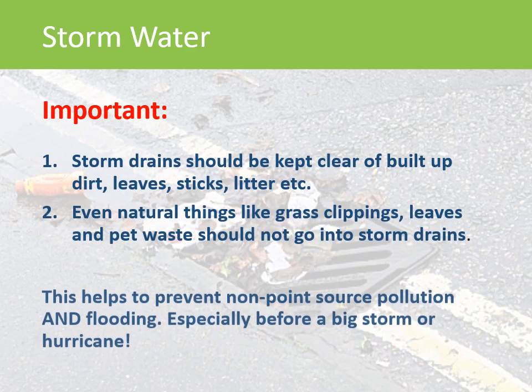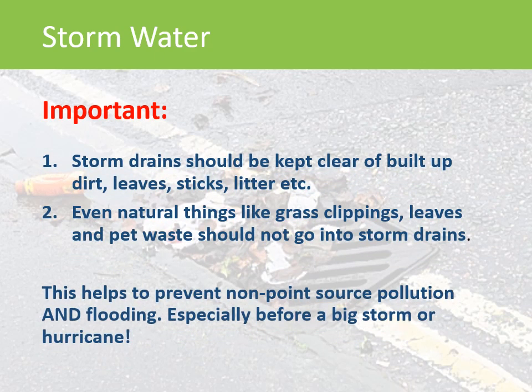Important information is storm drains should be kept clear of any buildup. That means dirt, leaves, sticks, litter, whatever. Even natural things like grass clippings, leaves, and pet waste should not go down the storm drain. What happens is when we get a lot of rain really quickly, this stuff will back up the storm drain and cause flooding, and nobody really wants that, especially during a big storm or a hurricane. You want to prevent as much flooding as possible.